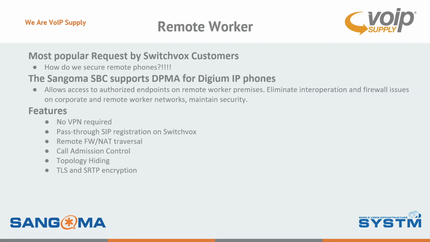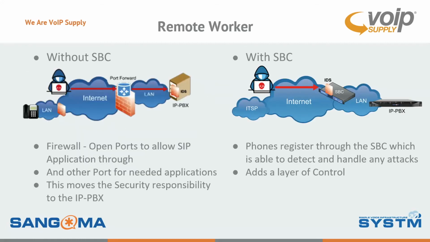We can use native SIP and use the tools around it to ensure that you're providing secure communications, allowing those SIP registrations through by providing remote firewall NAT traversal, call admission control, topology hiding, and of course, encryption with TLS and SRTP protocol. And these are features that are very useful for remote phones.